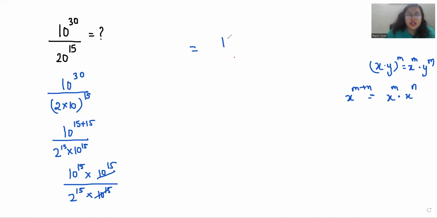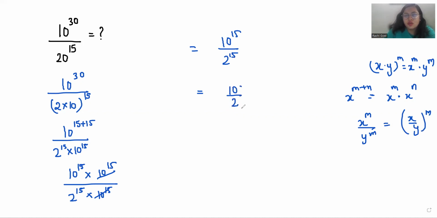So what is left? 10 power 15 by 2 power 15. So another exponent rule, x power n by y power n, we can write as (x by y) whole power n. So 10 by 2 whole power 15, that is 5 power 15.